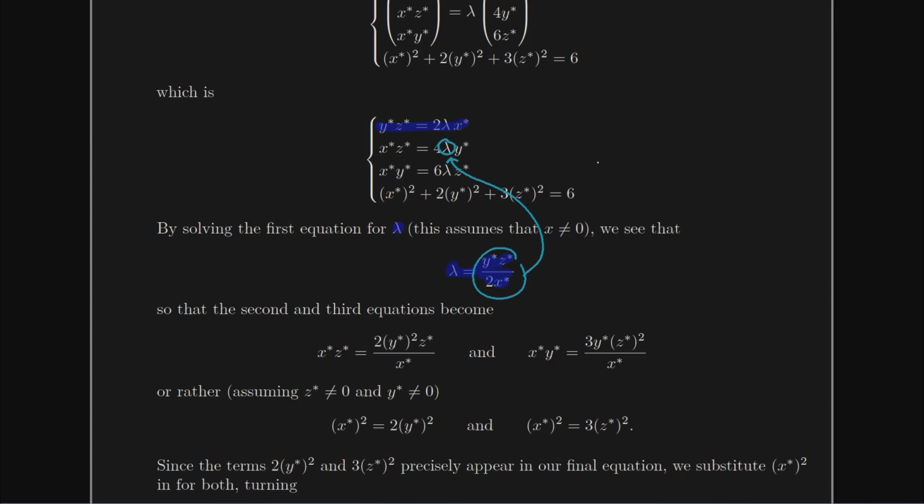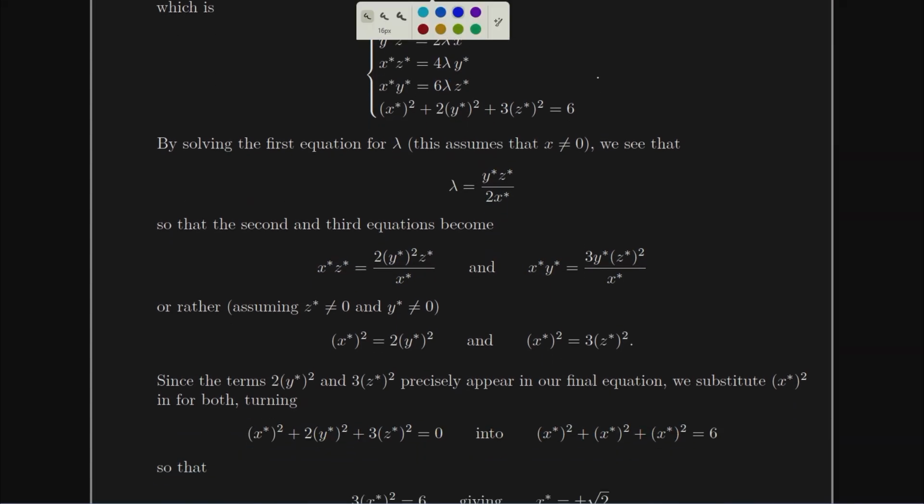When I substitute that in for lambda into the second equation, we get xz is 2y squared z over x. And then I'm also going to use that version of lambda in the third equation, where we end up with xy is 3yz squared over x. And then in these cases, as long as we assume that z is not equal to 0 or y is not equal to 0, because that would kill the left-hand sides here and automatically satisfy the right-hand sides as well, we can simplify both of them to see in the first case that x squared is 2y squared, and in the second case that x squared is 3z squared.